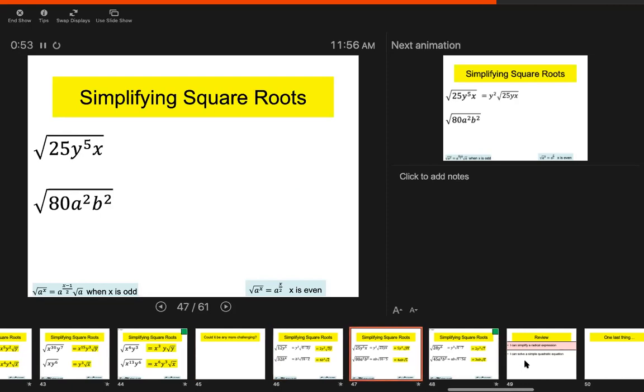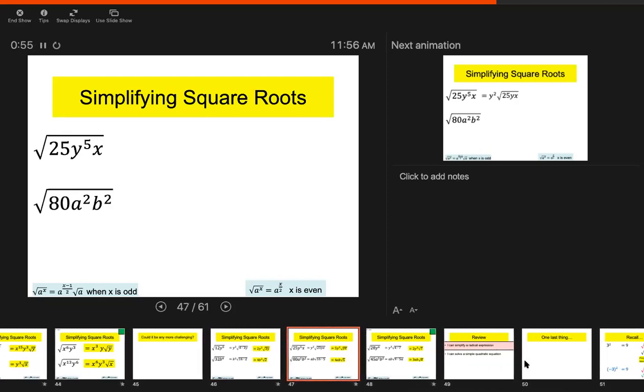All right, let's do a couple more. Okay, so the numbers can get larger. Don't panic. Let's see. Y to the 5th. So that's odd. So we subtract 1. That's y to the 4th. Take half of that. So that would be y squared.